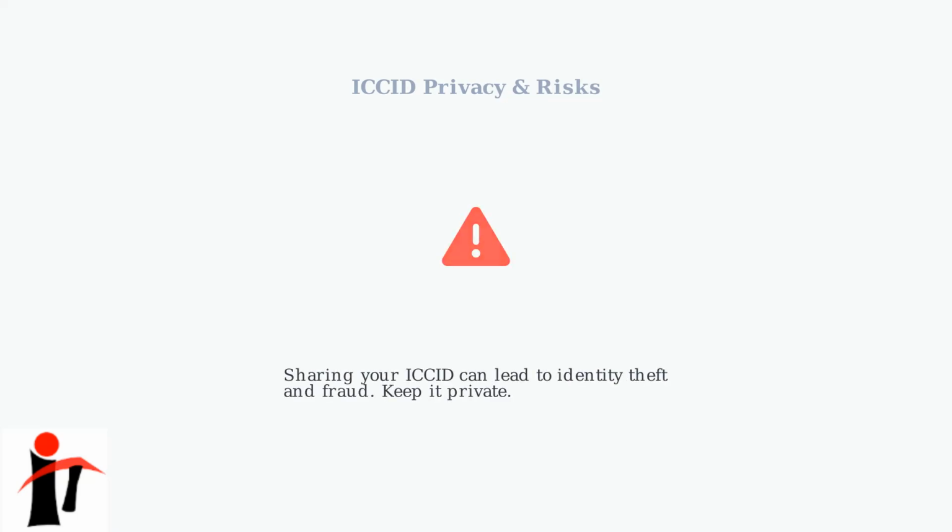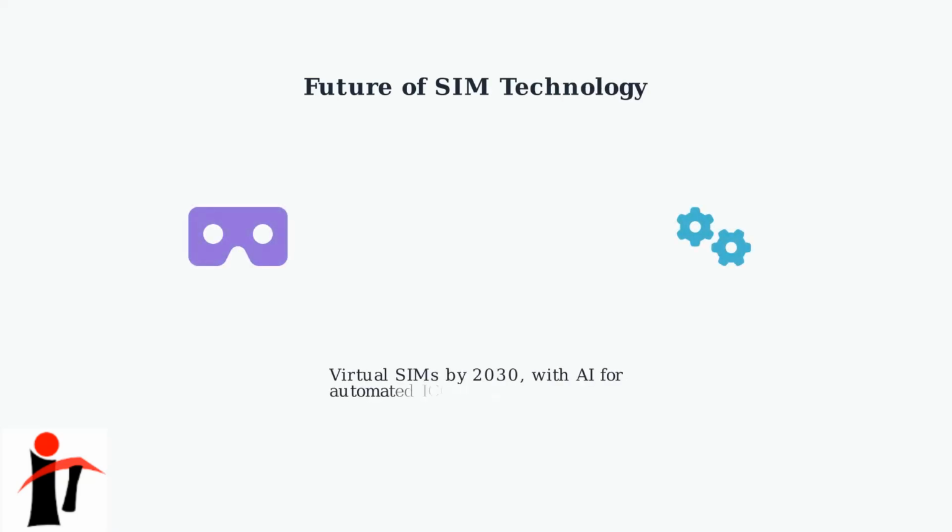Be cautious about sharing your ICCID, as misuse can lead to fraud. Looking ahead, the industry anticipates fully virtual SIMs, potentially eliminating physical cards entirely by 2030 in developed nations. Keep an eye on emerging technologies like AI-driven SIM management for automated ICCID retrieval and troubleshooting.